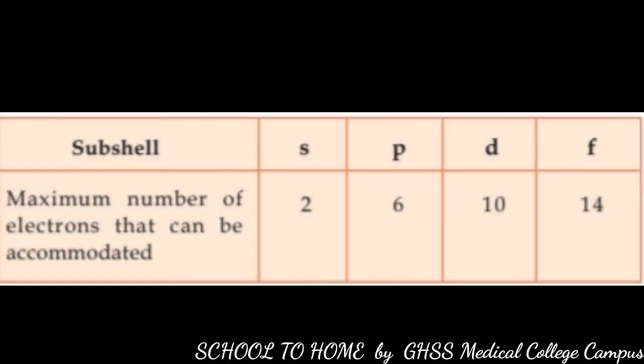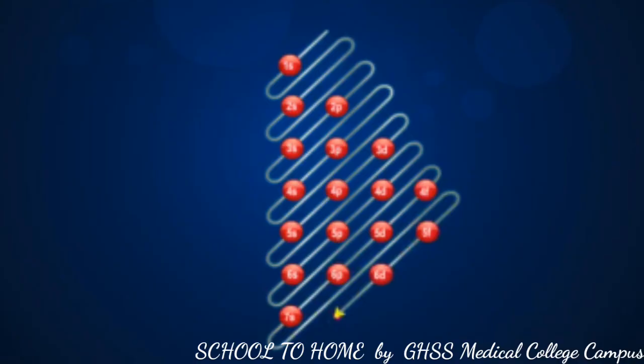Now let us consolidate this. That is the maximum number of electrons each subshell can accommodate. S can accommodate 2 electrons, P 6, D 10 and F 14. These electrons are filled in shells in the increasing order of their energy. That we will discuss in our next class.